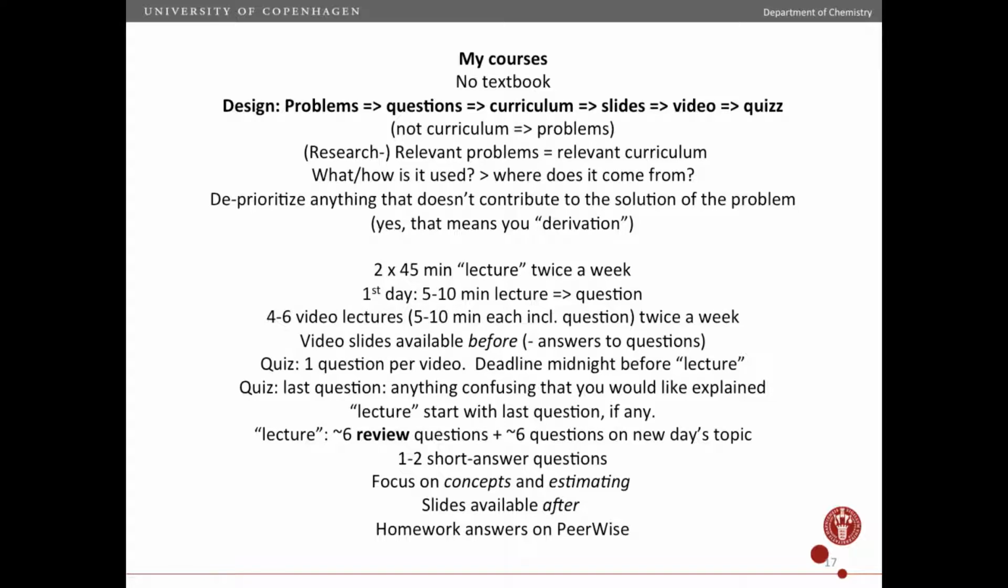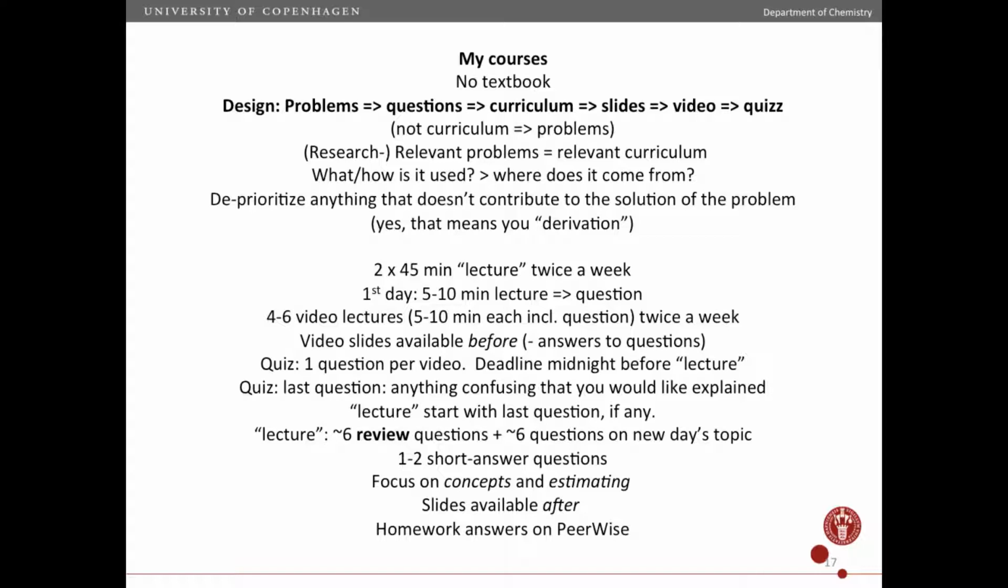So we have very condensed quarters where students take 2 courses at once. That means I have 2 back-to-back 45-minute lectures twice a week. Right? So 4 hours of lecturing, and then they have another 4 hours where they have help with homework problems.